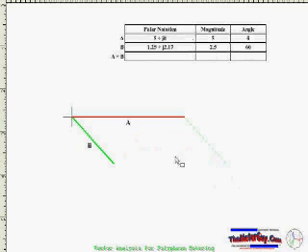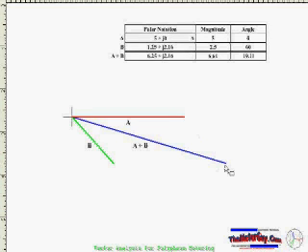Visually, to add these two vectors together, you would move the start of B to the end of A, and then the difference between the beginning of A and the end of B is your vector, and it should be 6.61 units in length at 19.11 degrees from our reference.